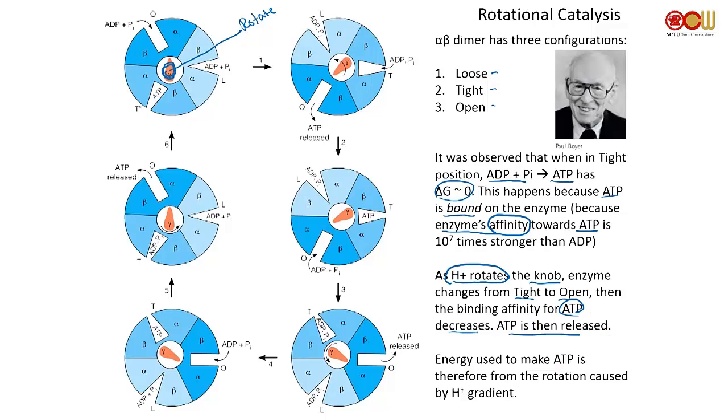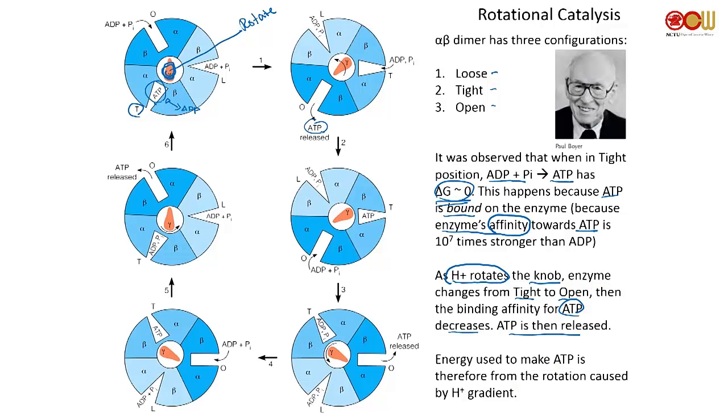All right, now in the tight position, so this guy is the tight position, ATP is stable. So at this particular stage, ADP can become ATP. It's at this stage that ATP is formed, because the energy is close to 0. And then when it rotates again, ATP binding affinity drops, so ATP flies out. So if we only look at this guy.